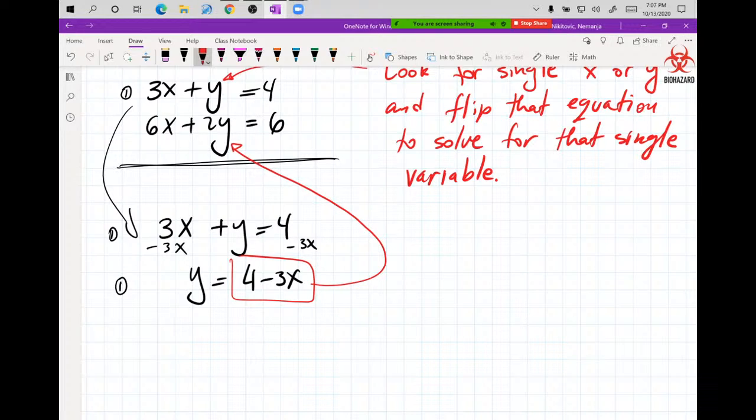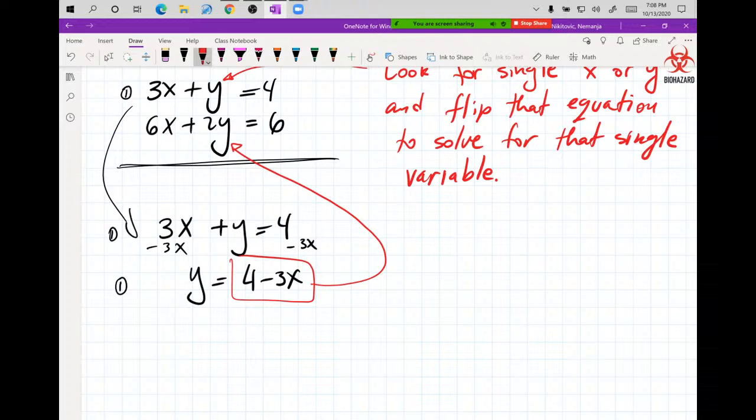So sometimes your single x or y is going to be in equation number 1. Sometimes it's going to be in equation number 2. No matter where it is, once you have that single x or single y, you flip that equation and always plug into the other equation. I hope that you will rewind this a few times on YouTube to make sure that you have this straight. So whatever equation has the single x or y, you flip that equation and then you plug it into the other equation that you haven't used before.